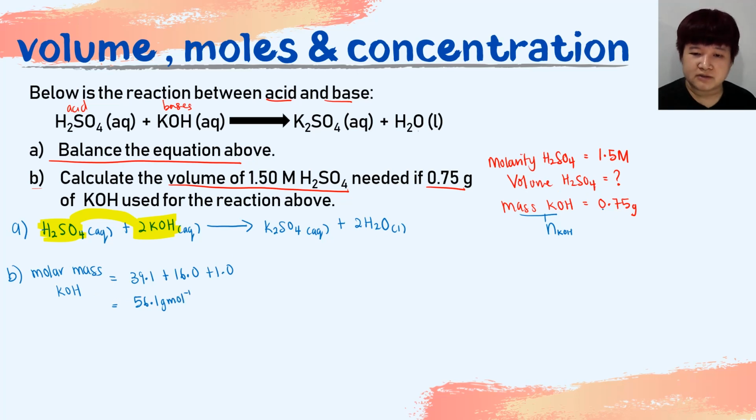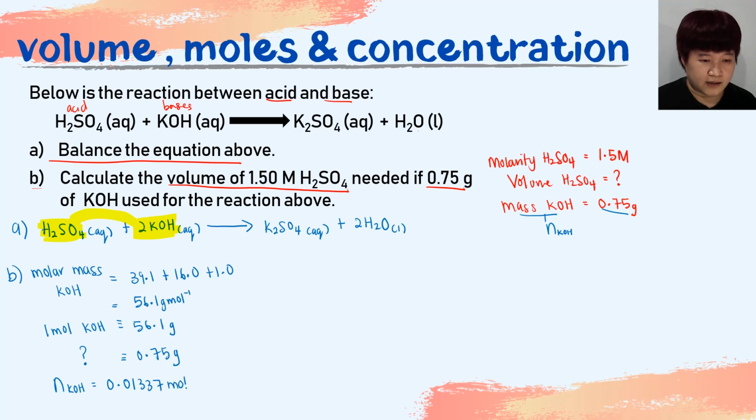And that is only the molar mass. We have the mass given, 0.75. So from the mole ratio of mass and molar mass, 1 mole of KOH will give you 56.1 gram. And now I have 0.75 gram. How many mole of KOH? Number of mole of KOH calculated if you solve the ratio above is 0.01337 mole. And that is the number of mole of KOH.